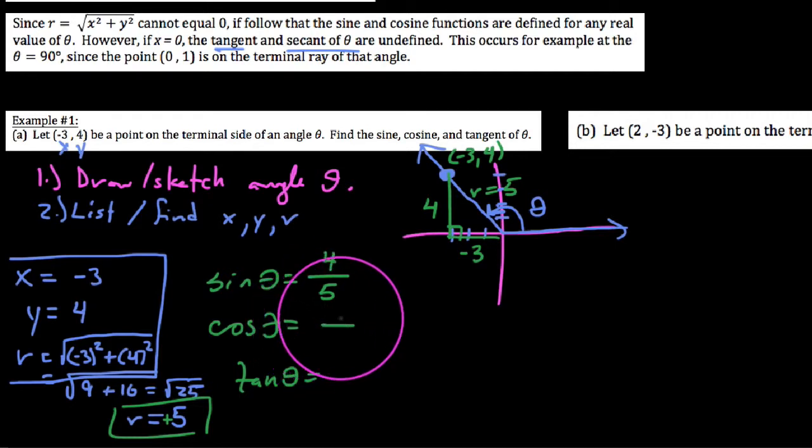Now how about the cosine? Recall that cosine is the x value over the r value, and in this case our x value happens to be negative, which is fine. A negative divided by a positive, however, you'll see that our cosine value actually comes out to be negative.